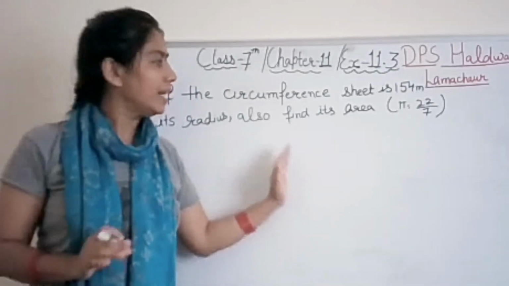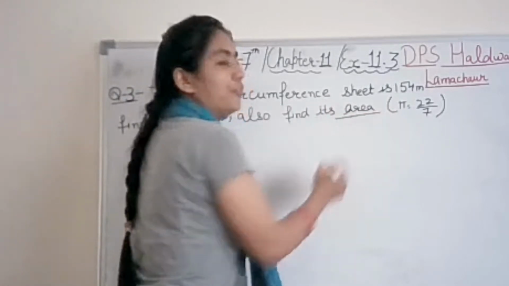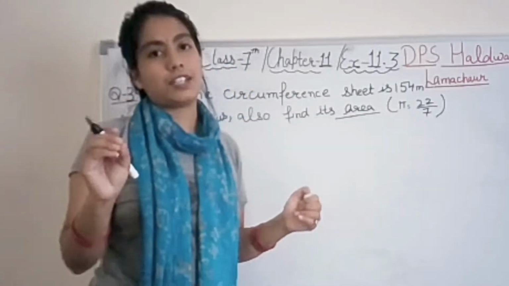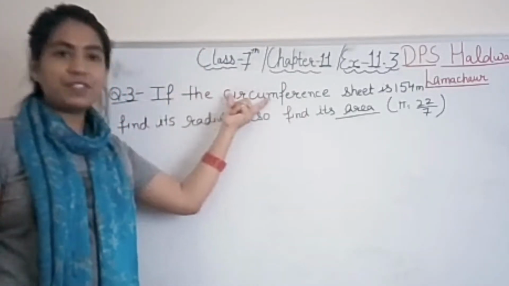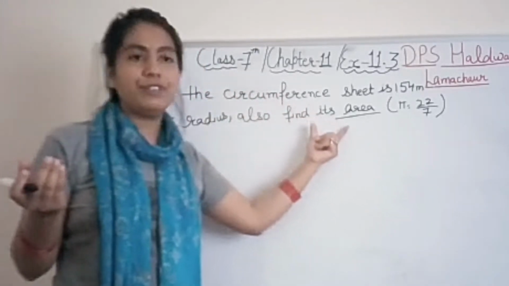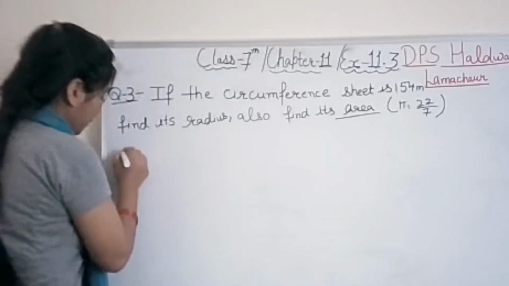And if you know the radius, then also find its area, because for area we definitely need the radius, because it is pi r square. So r we found with the help of circumference, then easily we will find out the area. Very simple student. So let's start the solution.